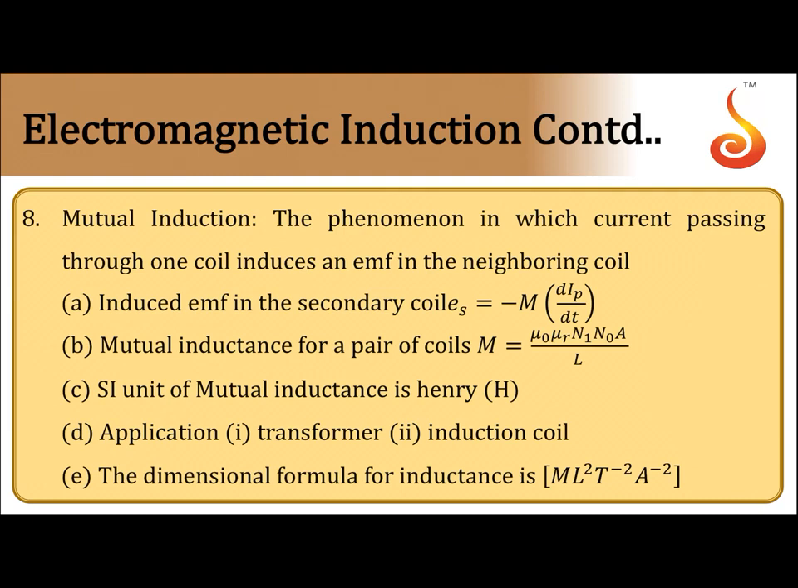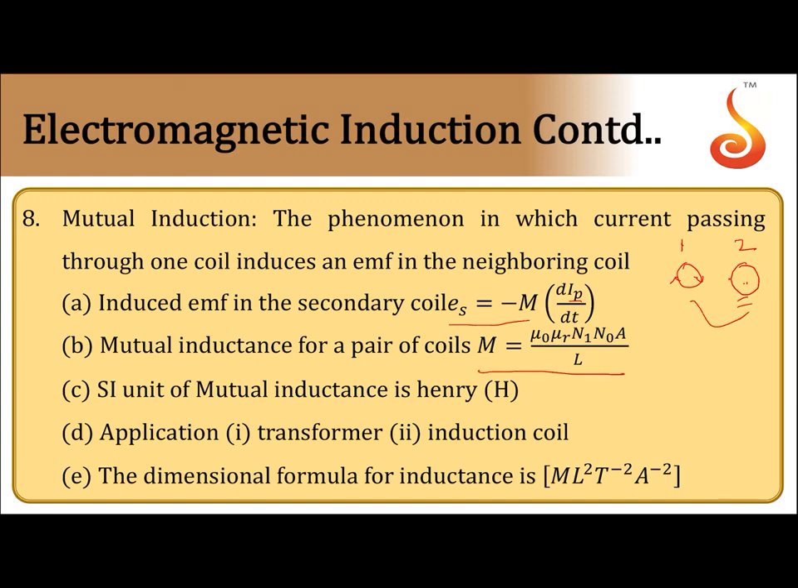Mutual induction. The phenomenon in which current passing through one coil induces an EMF in the neighboring coil. So if there is one coil here and here is another coil, let me name them 1 and 2. By varying current in this coil, if there is an induced EMF in the other coil, then that phenomenon we call mutual induction. The induced EMF in the second coil is given by ES equal to minus M into di by dt, where IP is the current in the primary coil, and M is called the coefficient of mutual inductance, or just mutual inductance for the pair of coils.